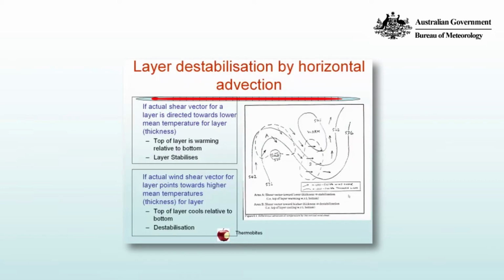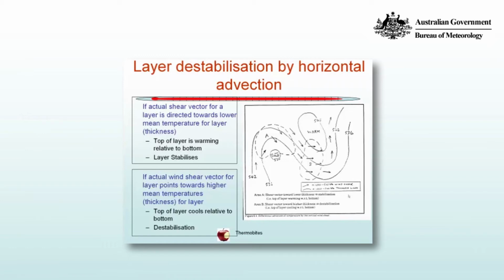And that's what's said here. If the actual shear vector for a layer is directed towards lower mean temperatures for a layer, or thickness, the top of the layer is warming relative to the bottom layer and the layer stabilizes. If the actual wind shear vector for a layer points towards higher mean temperatures, or thickness for a layer, the top of the layer cools relative to the bottom of the layer and it destabilizes.